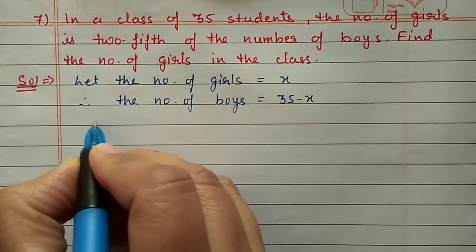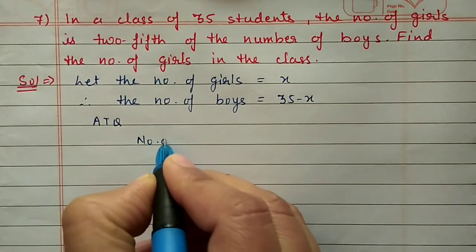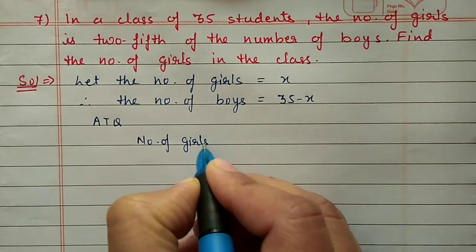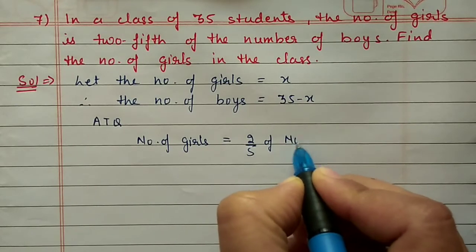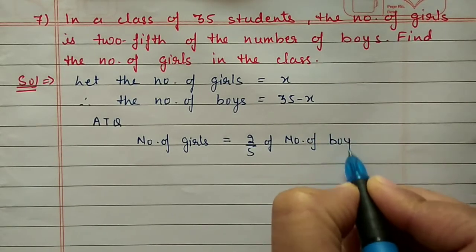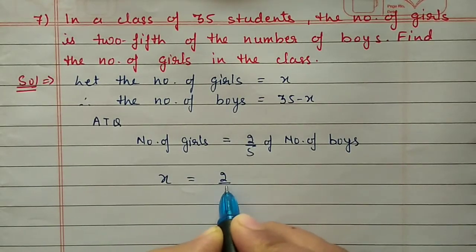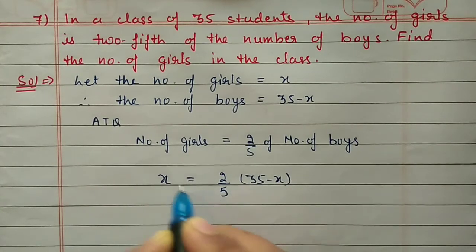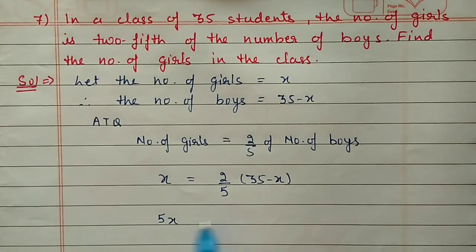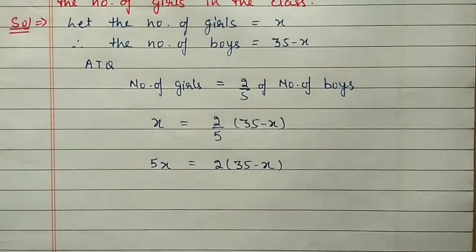Now we will frame the equation. According to the question, the number of girls is, means equal to symbol, 2/5 of the number of boys. We will substitute values. Number of girls we have taken as x. 2/5 of the number of boys, we have taken 35 minus x. This 5 we can shift here. It will come for multiplication. 5x is equal to 2 into 35 minus x. Remove this bracket first.